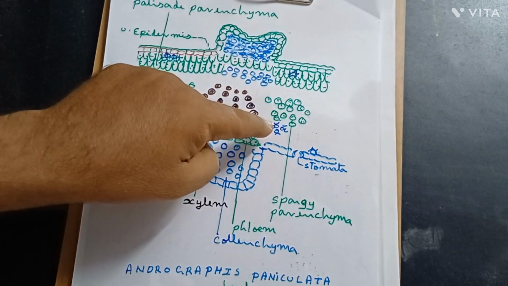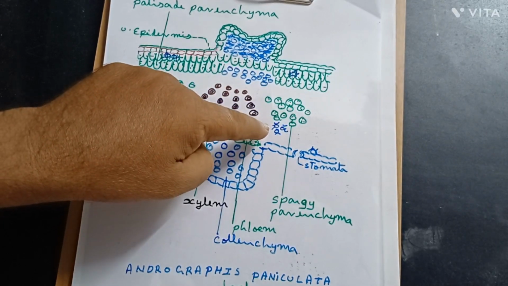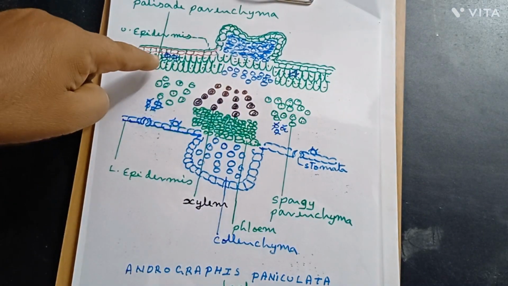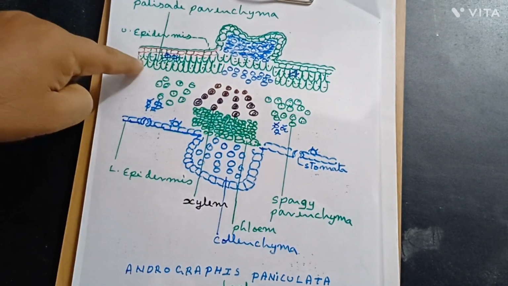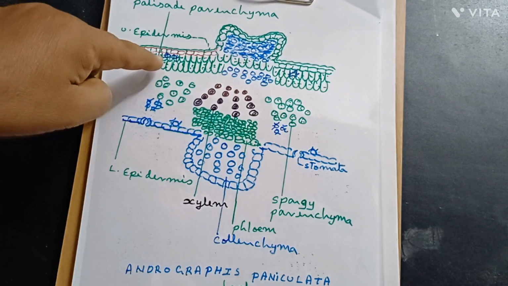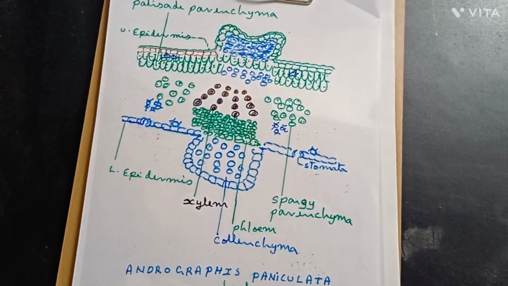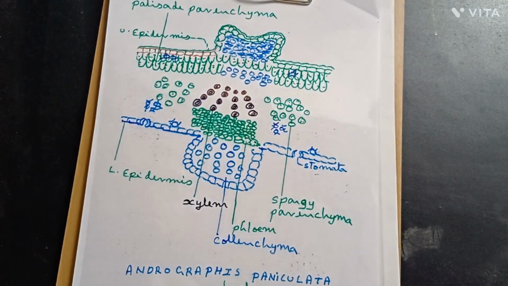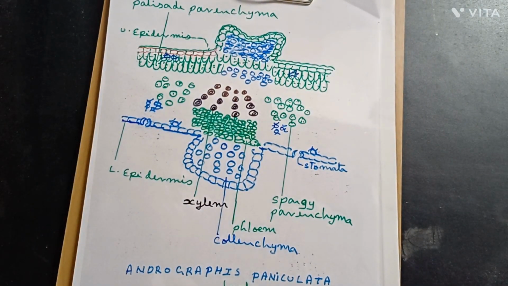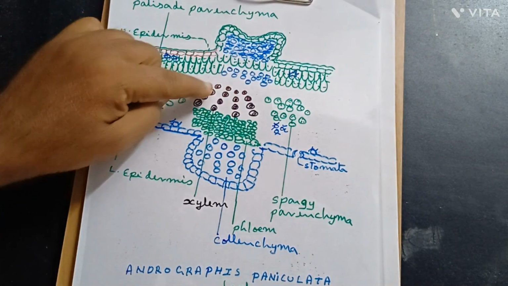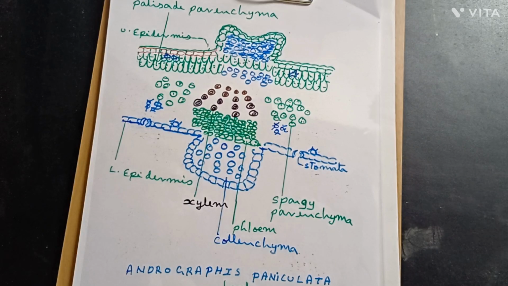What do we mean by spongy parenchyma? It is a type of parenchyma, but air spaces will be more. In the palisade parenchyma, the cells are cylindrical in shape, and you cannot see the air spaces here. In the center region, you can observe the presence of xylem and phloem.